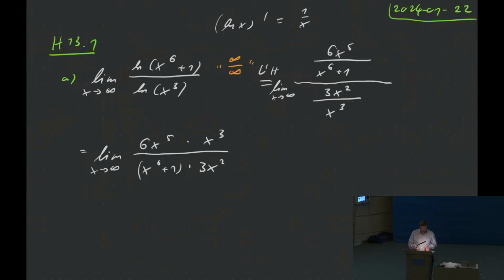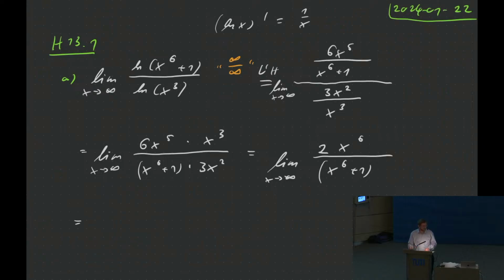Okay, that means a lot of that just cancels out. So in particular, we get rid of this 3. 6 over 3, that means we're left with 2 here. We have x to the 5 times x to the third, so x to the power of 8 in total. And we cancel out a factor of x to the power of 2. That means we're left with x to the power of 6. And this x to the 6 plus 1 also stays.